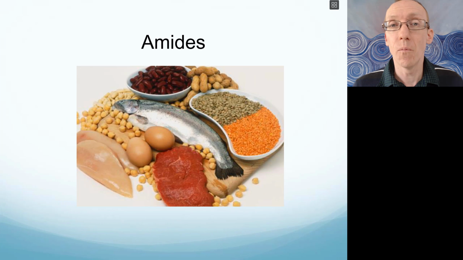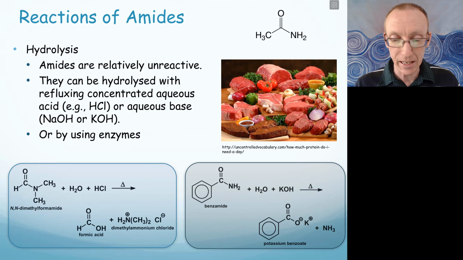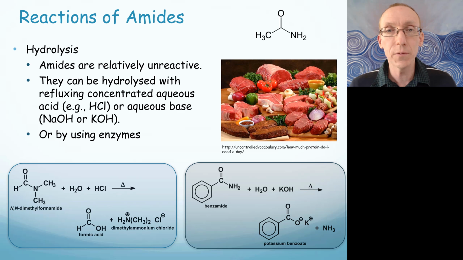And finally, one of the most common and important derivatives of carboxylic acids is amides. Amides are really important in biology. They're really stable towards hydrolysis. They can be hydrolyzed, but the conditions need to be very forcing. So you need to have reflux in concentrated acid or concentrated base, like sodium hydroxide or potassium hydroxide.